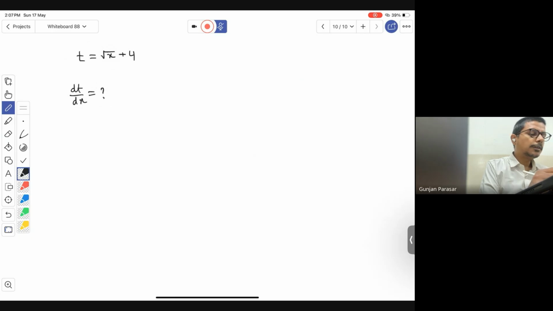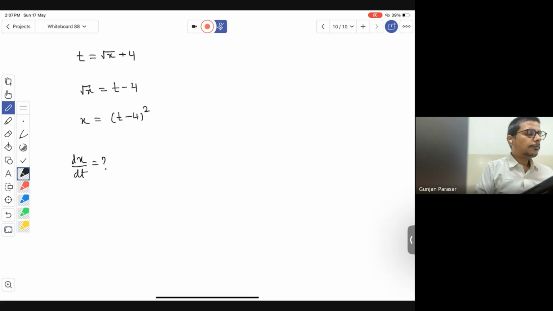dt by dx totally we can find. They are asking us dx by dt. So you must know x in terms of t. So root x I can write down as t minus 4. So x will be equal to t minus 4 square. And I have to find dx by dt. What to do? Tell me.